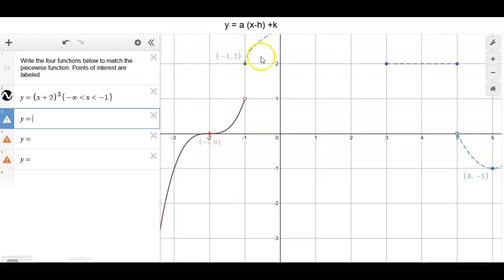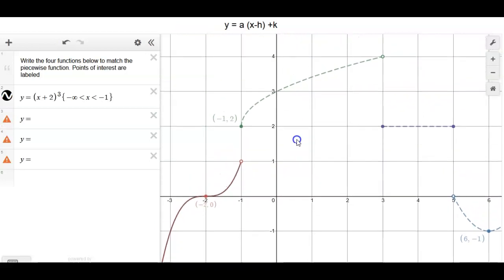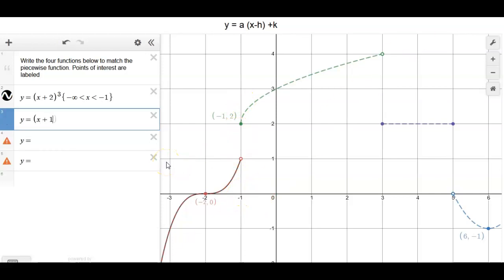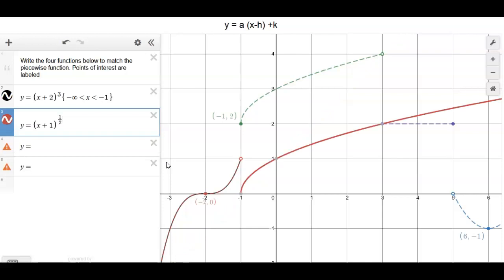Okay, so the next one that we have is this green one here, and you can see that this is a square root. And so you can either write it using the square root symbol, or you can use it with the exponent of 1/2. So normally our square root would start at 0, 0. This one is starting left 1 and up 2. So x plus 1 to the power of 1/2. And then it's going up 2, so we need to do plus 2.